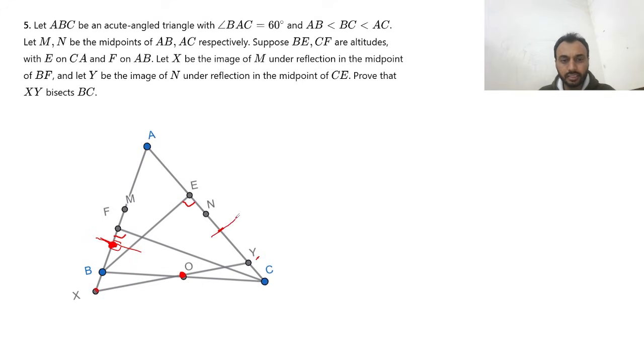Similarly, for this other point, if we are reflecting N about the midpoint of EC, that is again reflecting about the perpendicular bisector of EC, right? If we draw the perpendicular bisector, then we take a mirror image of N about this perpendicular bisector, that is Y. So that is the meaning of a reflection in the midpoint of BF. I hope this is clear.